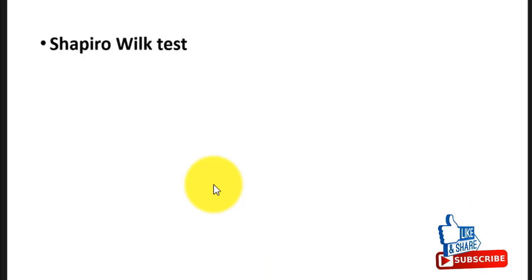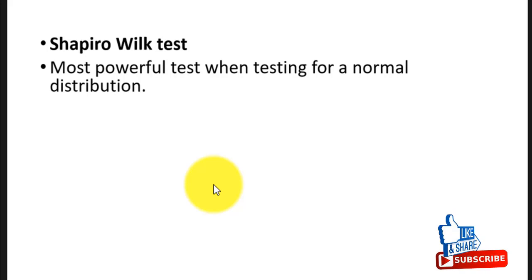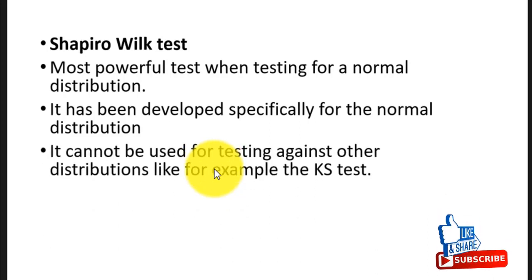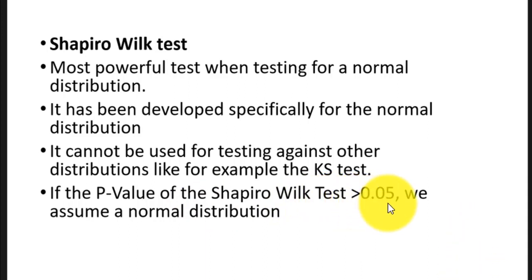Number 2, the best method of testing the normality is the Shapiro-Wilk test, and it is the most powerful test when testing for a normal distribution. It has been developed specifically for the normal distribution. It cannot be used for testing against other distributions like, for example, the KS test. If the p-value of the Shapiro-Wilk test is greater than 0.05, we assume a normal distribution. Otherwise, the data does not come from a normally distributed population. The Shapiro-Wilk test can handle a large dataset as well as a small dataset to check the normality.